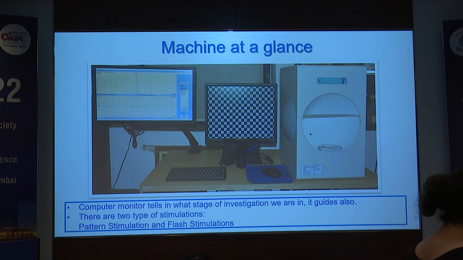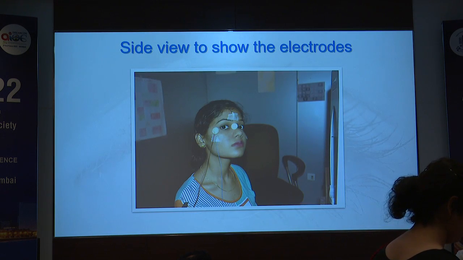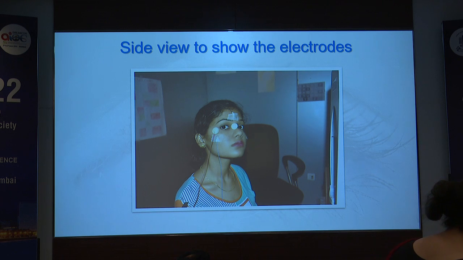First is the computer monitor, which tells us at what stage of the investigation we are. Then we have the stimulation part, which has the central monitor and the Ganzfeld bowl. The central monitor gives us the pattern stimulation, and the Ganzfeld bowl sets up the flash stimulation. Now, this is a side view of the patient showing how the electrodes are placed.